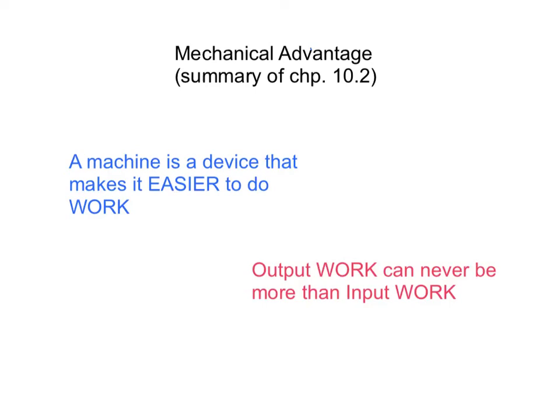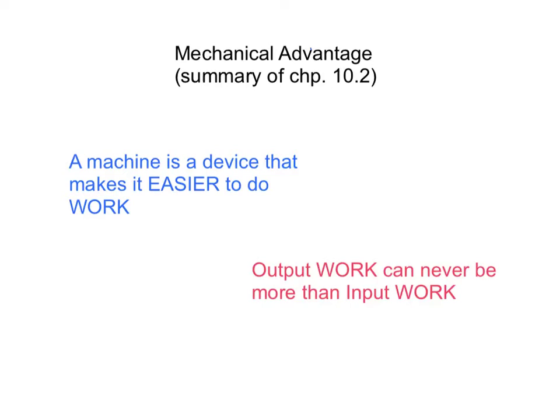This recording is meant to be a review of Chapter 10 in your physics book, more specifically Section 10.2 on mechanical advantage. So you should have already read this section. This is just meant to be a summary, and then I'm solving problem number 27, which is the pre-lab for the pulley lab you'll be doing in class.